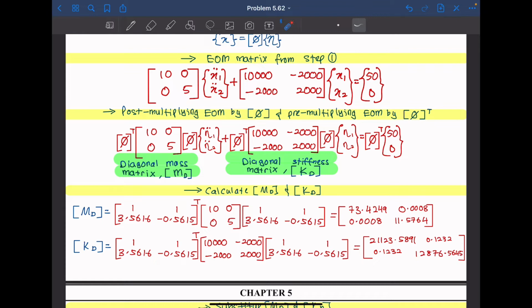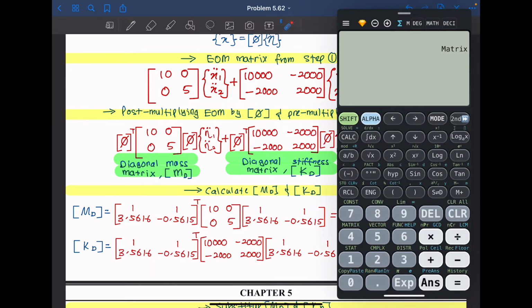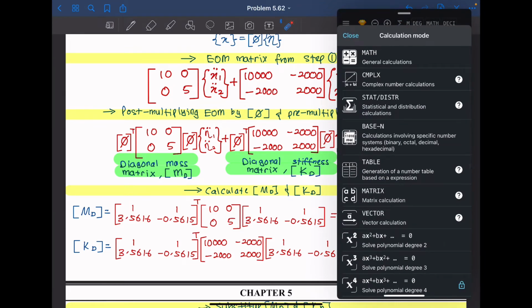You guys do know that you can calculate matrices using your scientific calculator, either the blue one, the gray one, or the newest one, the black and white one. What I'm about to show you now is the calculation using the scientific calculator application on my phone. The way of doing it using your own scientific calculator is the same.